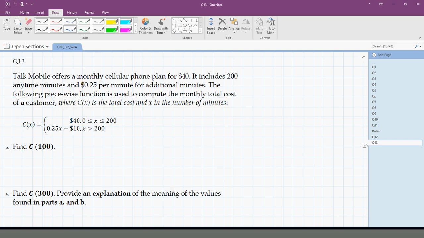So first they're asking us to find the cost for 100 minutes, because X is minutes. X equals 100 minutes. The base plan is $40 and it's up to 200 minutes, right? So because the 100 minutes is in between 0 and 200, the cost of 100 minutes is going to be $40, because it's in between the range of 0 and 200.